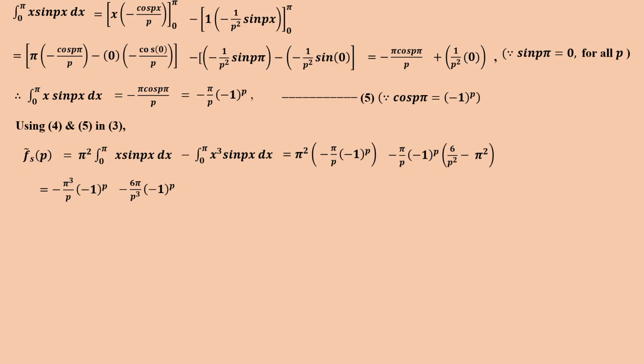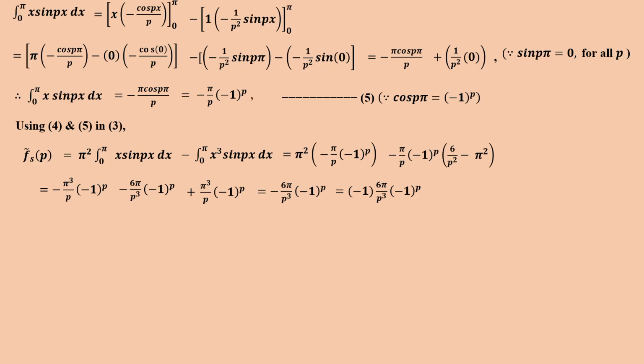We are separating into two terms, right? Minus 6 into π/p³ (−1)^p minus into minus plus π³/p (−1)^p. So the first term minus π³/p (−1)^p and the last term plus π³/p (−1)^p get cancelled. So you will get minus 6π/p³ (−1)^p.